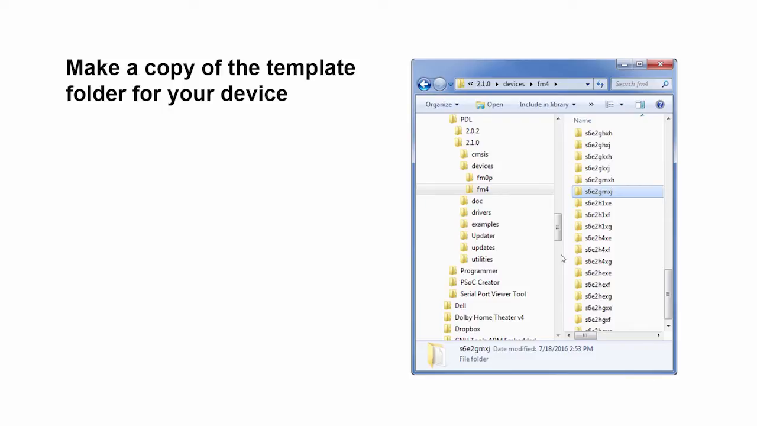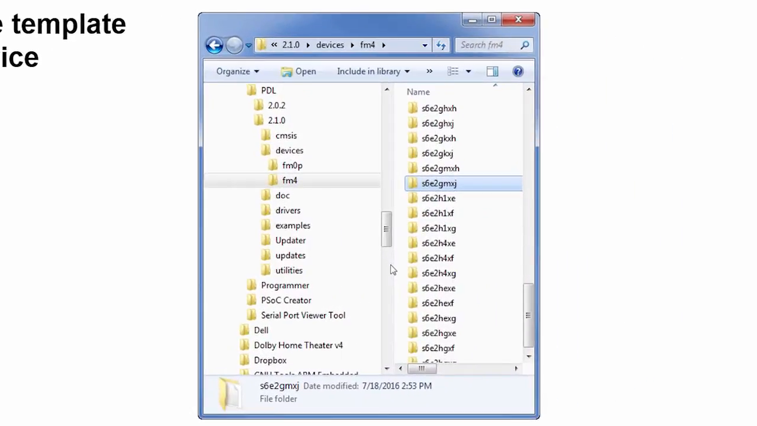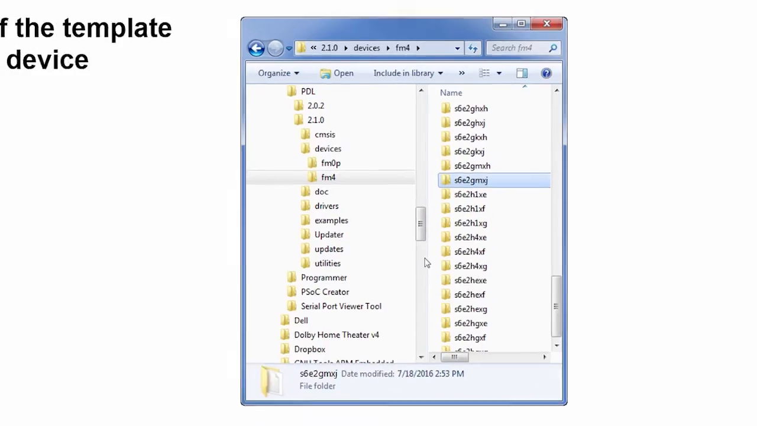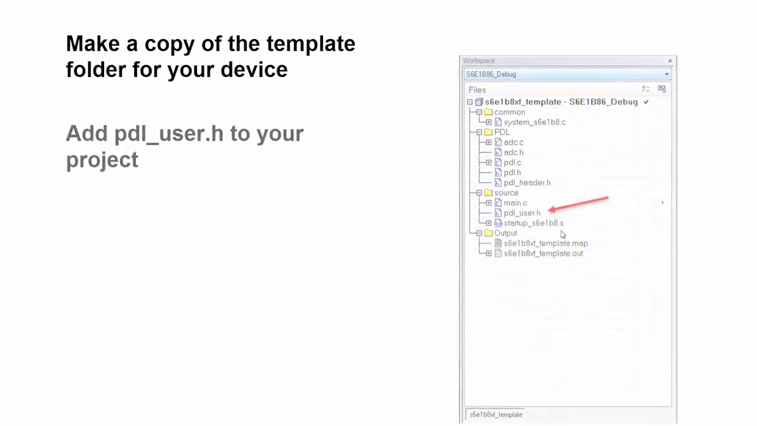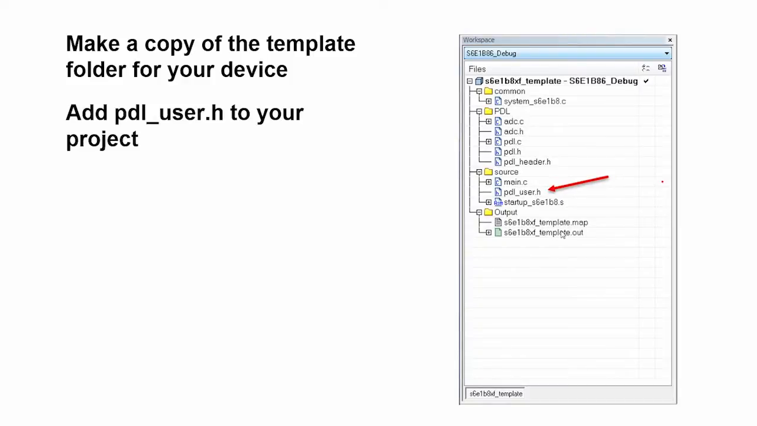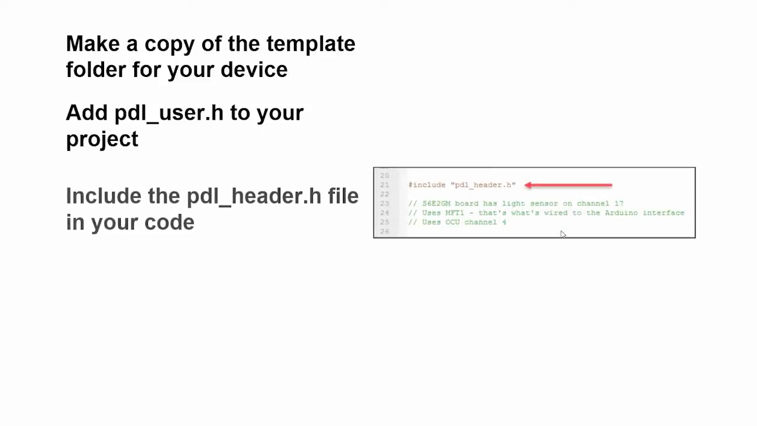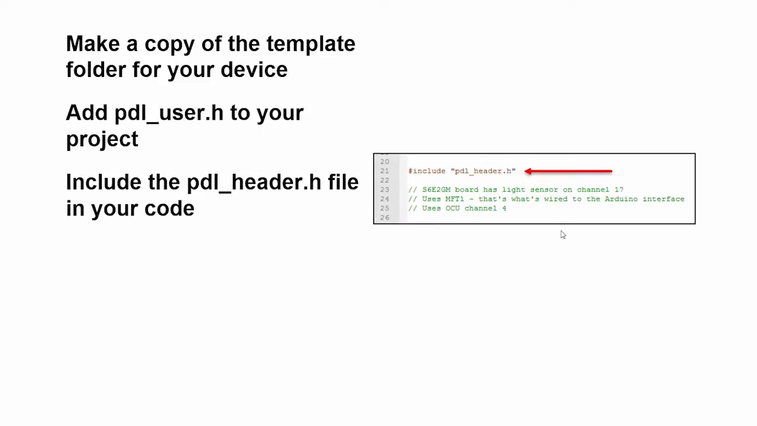So the first thing you need to do, the PDL provides the configuration and startup files that you need for any part in the devices folder. So if you look inside the PDL folder, the PDL installation, you will see a devices folder, and inside the devices folder are packages for every single FM part. So the first thing you do is you make a copy of that template folder for your device. And then you need to add the PDL user.h file to your project. And we'll do that for real so that you can see how that's done.